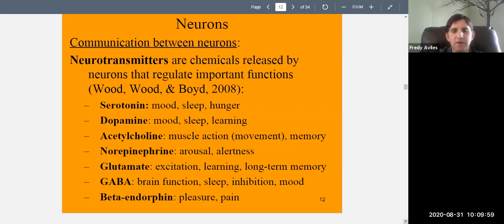GABA is involved with brain function, sleep inhibition, and mood. Let me explain GABA. GABA is released when you consume alcohol. Well, GABA is also created naturally in the brain, but alcohol increases GABA in your brain. And we know what alcohol does. Alcohol slows you down. Neurons are not firing as much, or they fire more slowly. If you have too much alcohol, before you know it, you can't move very well, you can't remember very well, you can't think very well, and then you end up doing stupid things when you're drunk.